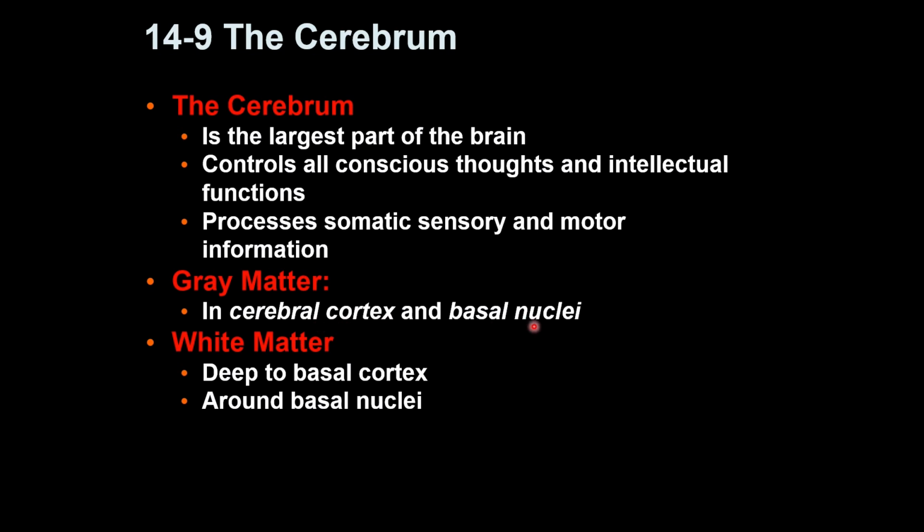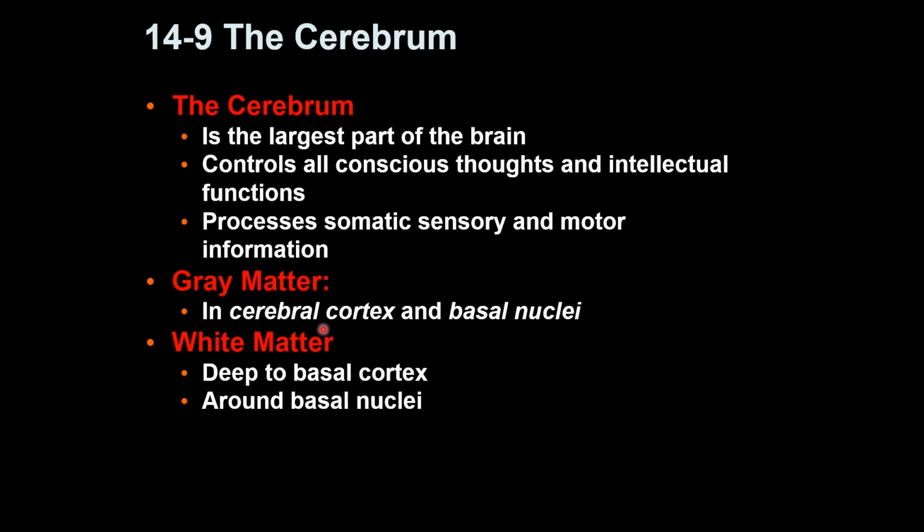And in between these two, the cerebral cortex and the basal nuclei, is the white matter. So white matter is actually fibers. So axons, mainly axons, that usually are myelinated, and they are located below the cerebral cortex and also around the basal nuclei. So in other words, the white matter is located between cerebral cortex and basal nuclei.